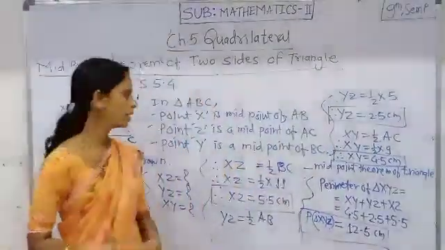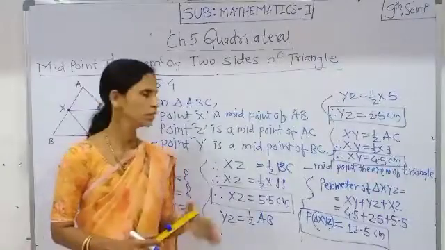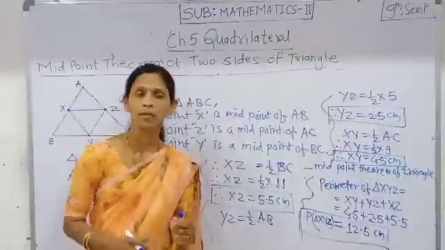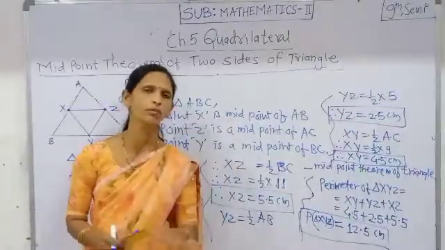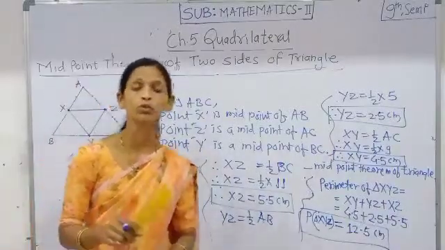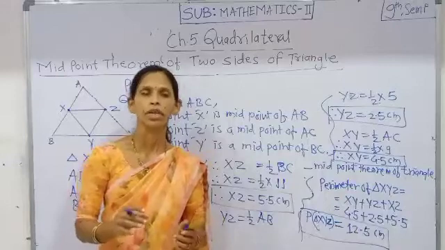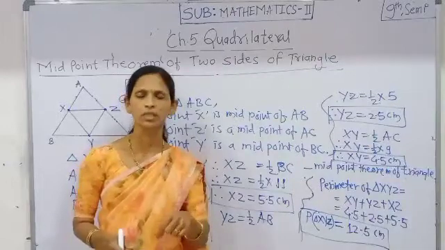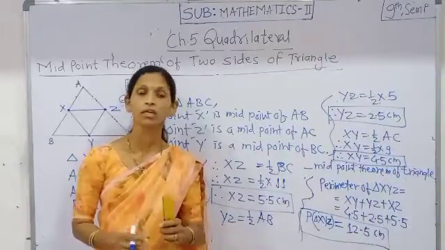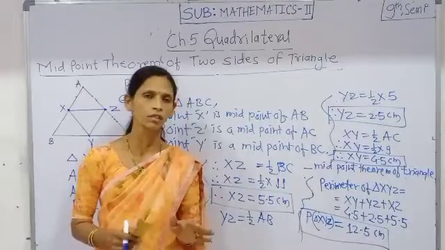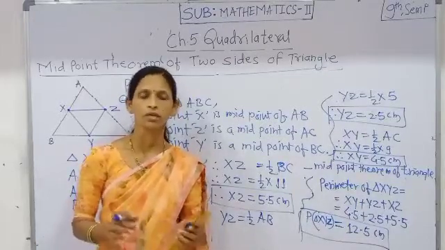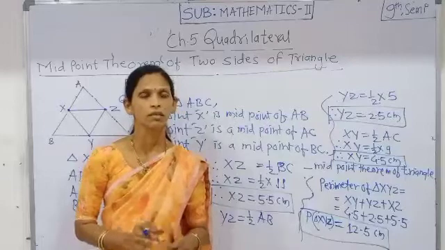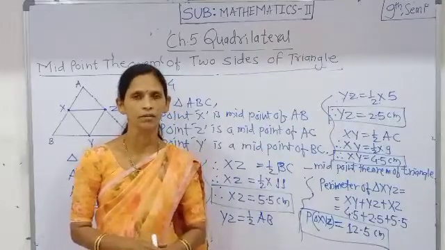That is the example which is based on the midpoint theorem of a triangle, two sides of a triangle. Then there are a few more examples given in practice set 5.5. You should try to solve those examples and you should write the midpoint theorem and its converse in your notebook. You should also solve the examples from problem set 5, and here the topic gets completed. Thank you.